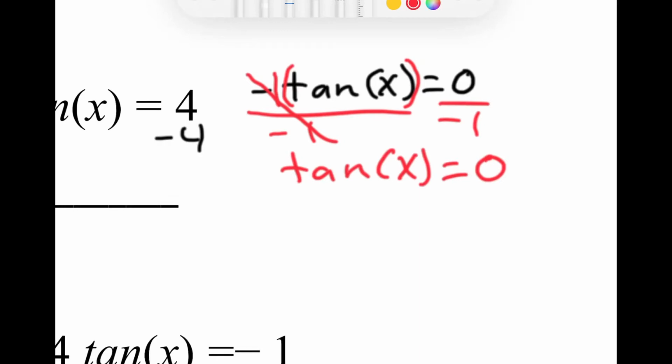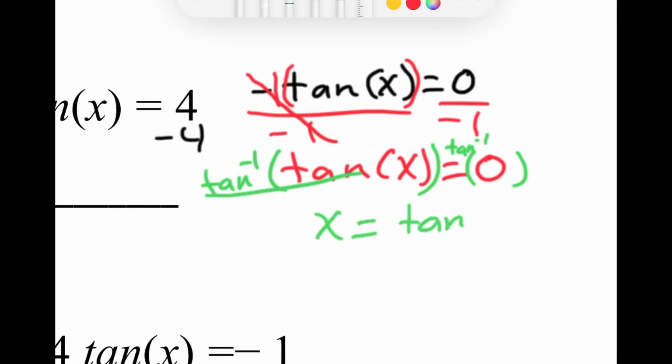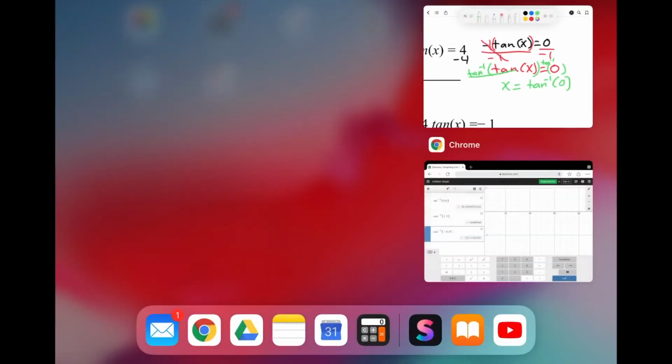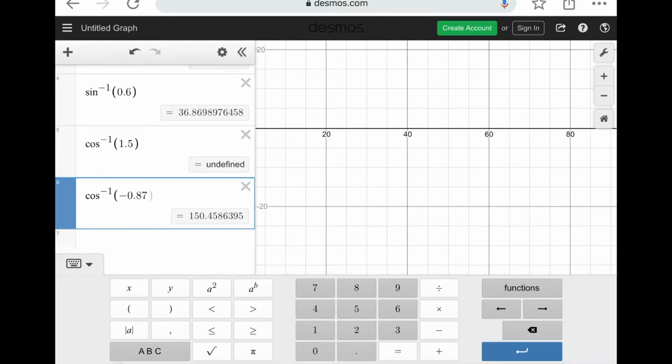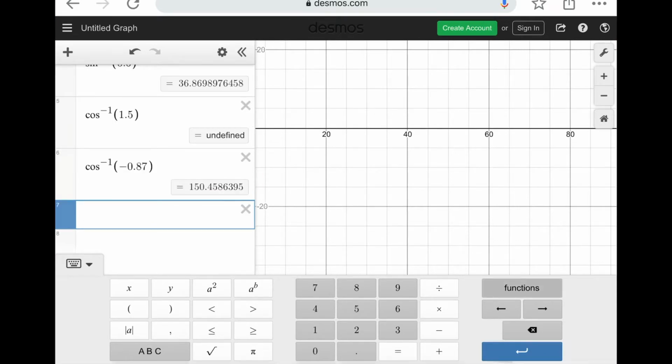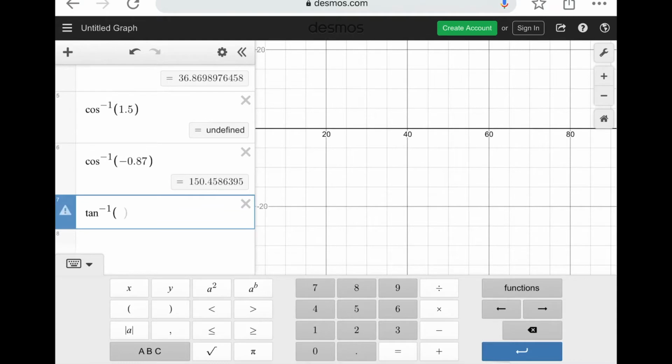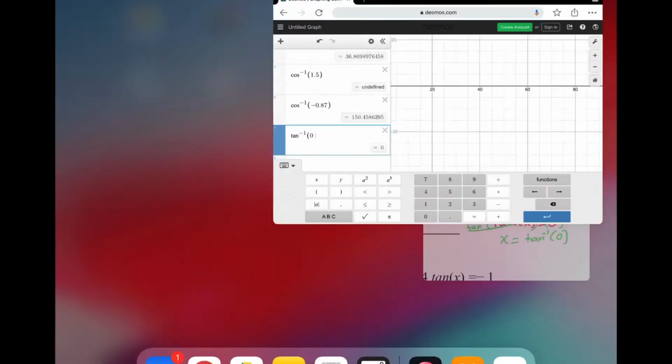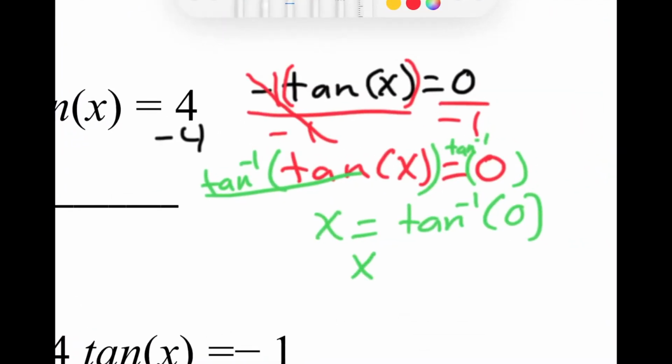Then we can take care of the tangent, so inverse tangent on both sides. x equals inverse tangent of 0. We're going to use our calculator to find what x is. Functions, inverse tangent of 0 is 0. So our answer would be 0.